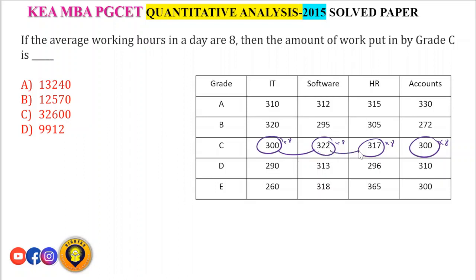300 plus 300 is 600, plus 300 is 900, plus 300 is 1200. Then 22 plus 17, that is 39. So 1239. So 1239 is the total number of people. They'll work for 8 hours. Then what is the average working hours in a day? So this will be total working hours. If you want to find average working hours, average means what? There are 4 departments, right? Divided by 4. So what you will get? 4 1s are 4, 4 2s are 8.